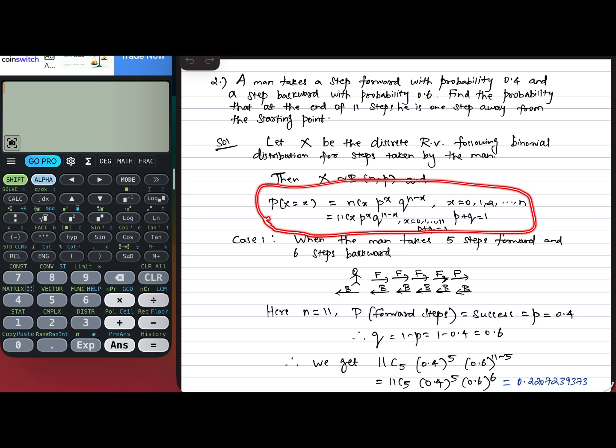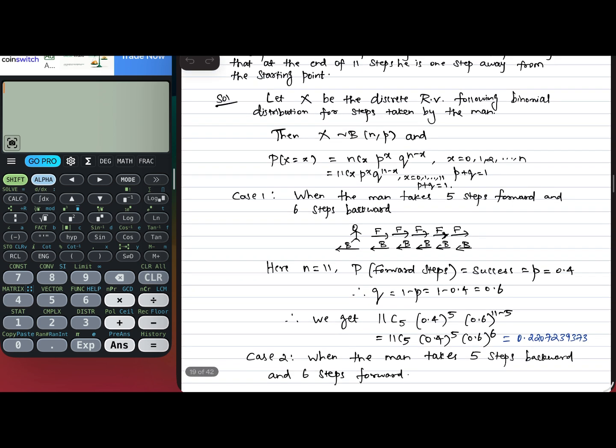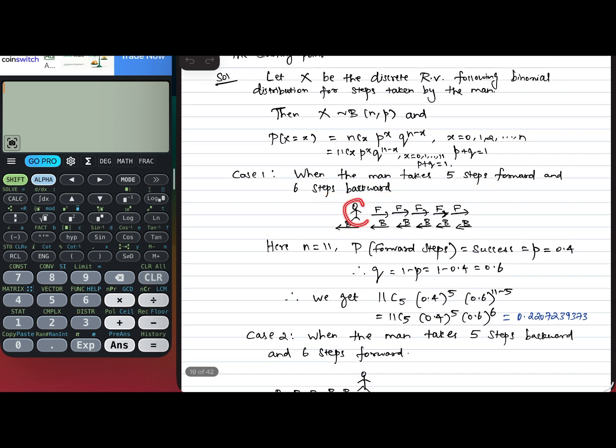p and q should be considered with two cases. Now let us go with case 1. So what is case 1 here? When the man takes 5 steps forward and 6 steps backward. Suppose this is the man who is standing here, who will be taking 5 steps forward and coming back 6 steps. When he does it, then he will be one step away from his starting position. So this is one case.